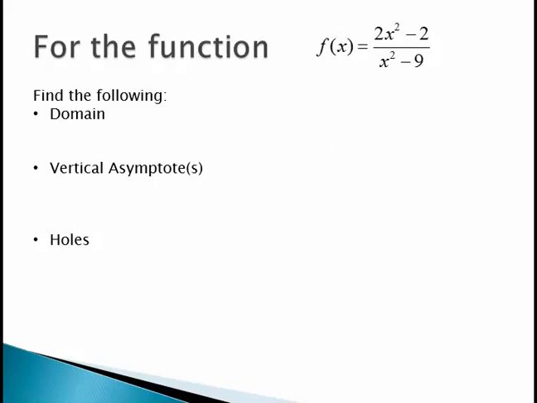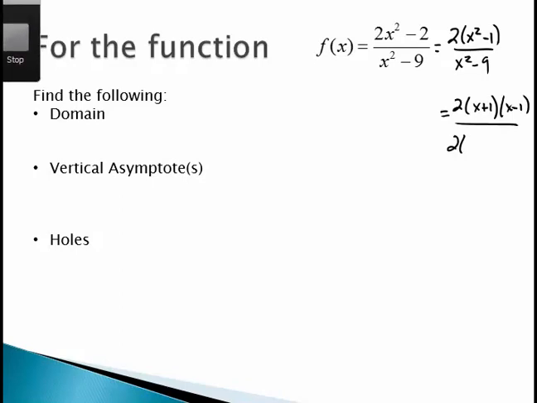So first, if we have to find the domain or the asymptotes, we always want to look at the factored form, right? So we can see this guy factors fairly easily. There's a GCF in the numerator, not in the denominator, and I factor out the 2, and then I'm looking at the difference of squares in the top and the bottom. So the numerator is 2 times x plus 1 times x minus 1. The denominator is x minus 3, x plus 3.